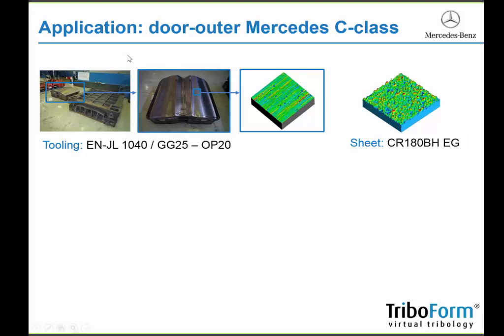Some insights. So the tooling material that they were using is a GG25 tool steel material. Here you see a figure of the tooling. So these are in fact 2 door outers that you see. This is a surface scan of the tool surface, and the sheet material used was a CR180 bake hardening with an electro-galvanized coating. You see here a 3D surface texture of this sheet material.